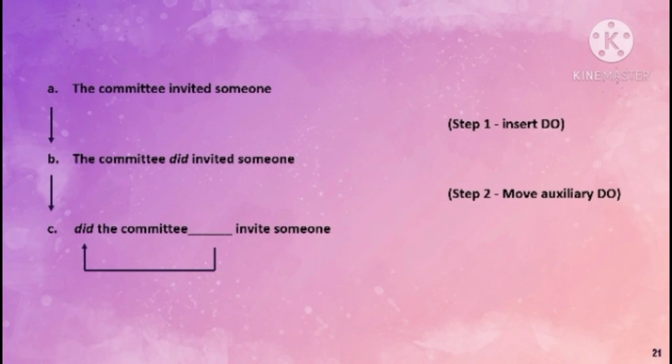And let's proceed to the second step. The next thing that we're going to do is to move the auxiliary do to the first part of the sentence. So it goes like this: Did the committee invite someone?